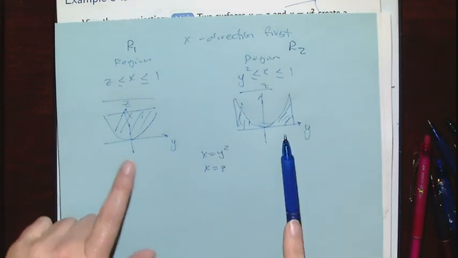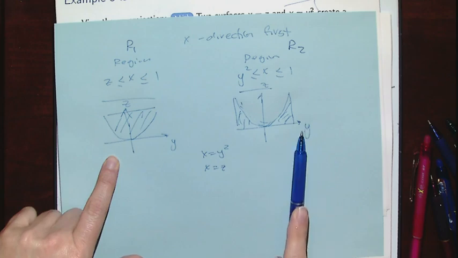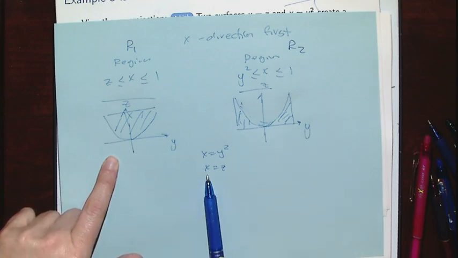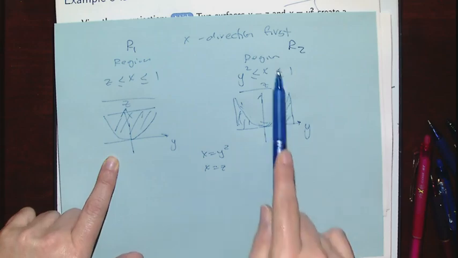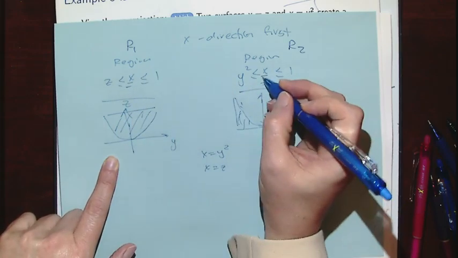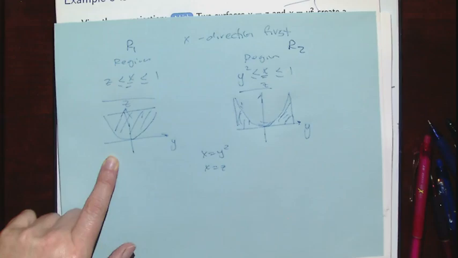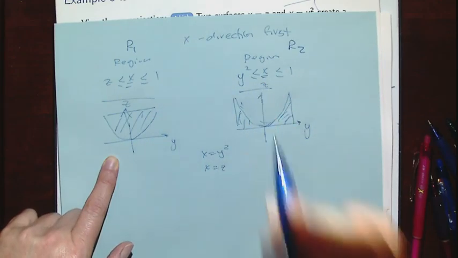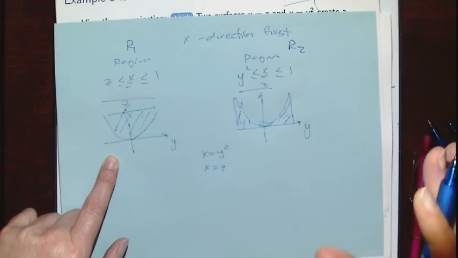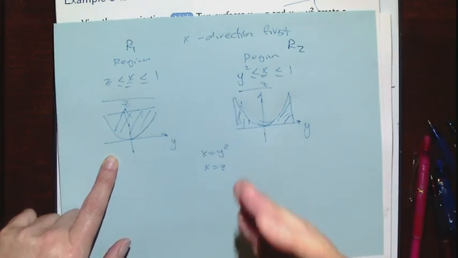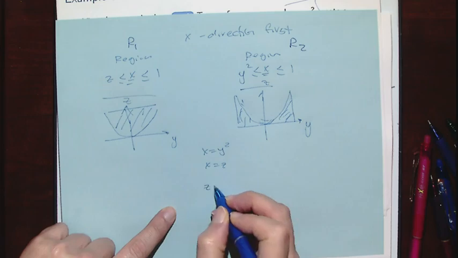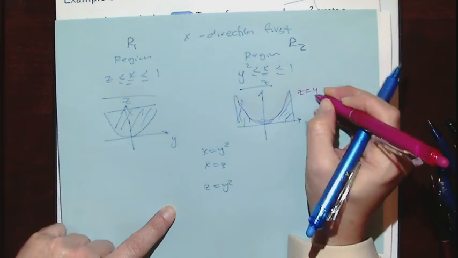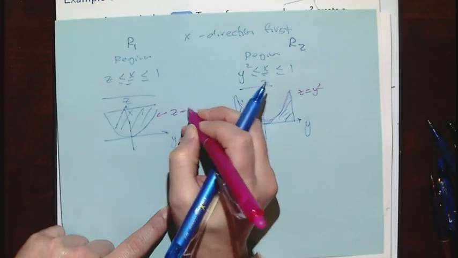Which variable do I not want after the most inner? X. The most inner is x. I already set it up. Surface to surface, right? This is surface to surface, I set it up. So I eliminate x between the two of them. What do I get? Z equal to y squared. So this is going to be z equal to y squared.